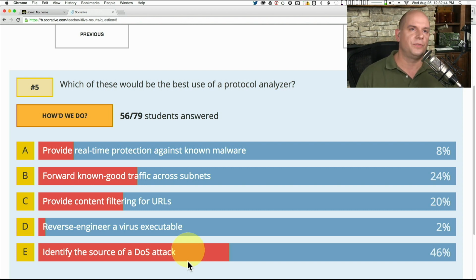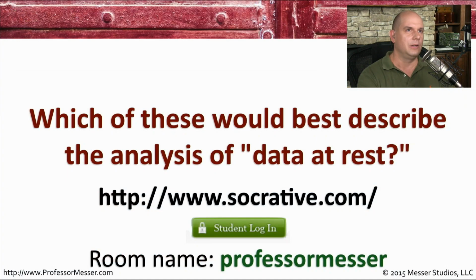Well, let's shift gears from the tools that you would use on the network, and let's talk a little bit about how we look at the data that's on our network. In fact, the question here is which of these would best describe the analysis of data at rest? It's a very specific term. You can see it's even in quotations, data at rest. So we're referring to something very specific with this question. In fact, the term data at rest should immediately invoke something in your mind.